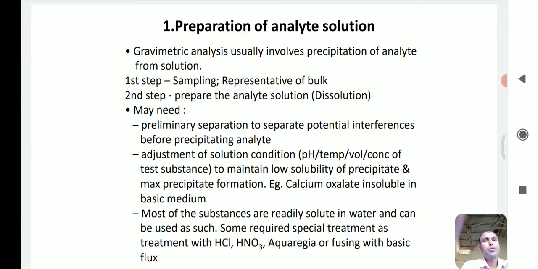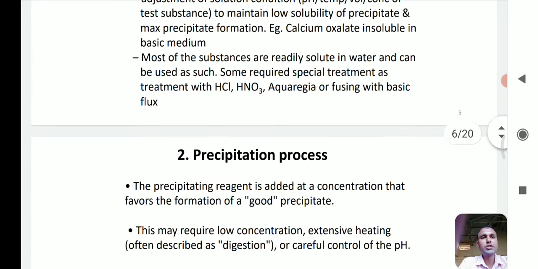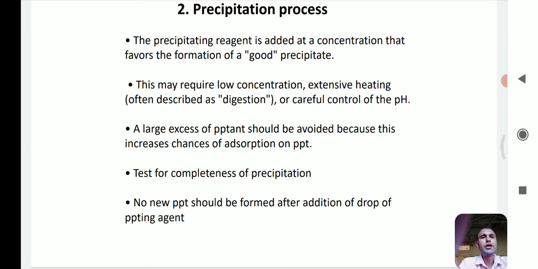And why do you have to do this? To maintain low solubility of precipitate and maximum precipitate formation. For example, calcium oxalate is insoluble in basic medium, so we require basic medium for calcium oxalate. Most of the substances are readily soluble in water and can be used as such. Some require special treatment, such as treatment with HCl, HNO3, aqua regia, or even fusing with basic flux. So this is how you can prepare an analyte solution.